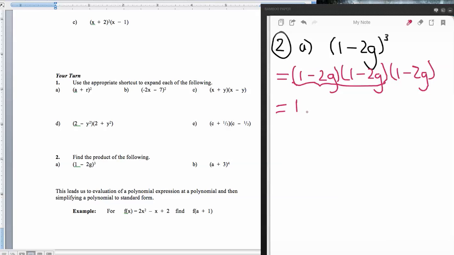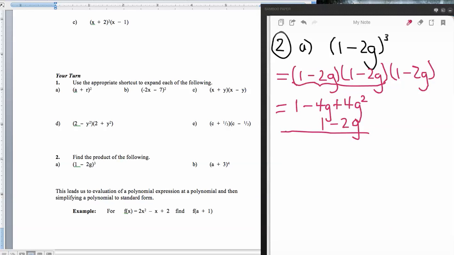Take the first term, 1, and square it, and we get 1. Then the product of the two terms, 1 times 2g, which is 2g times a 2, so we have a negative 4g, and then plus 2g quantity squared, so that gives me 4g squared. And then I'm multiplying that by 1 minus 2g.